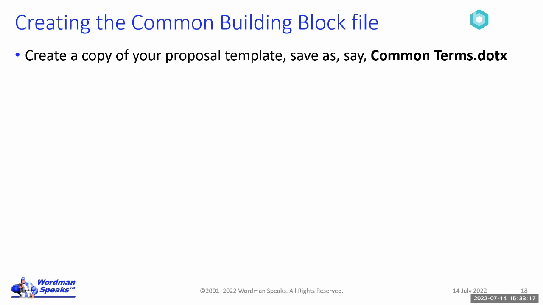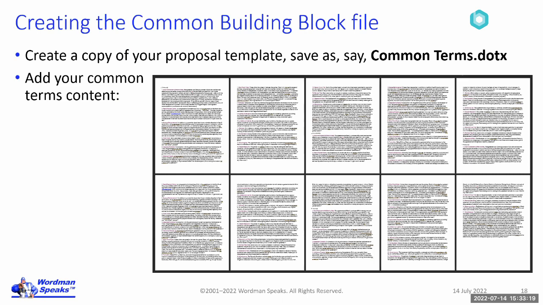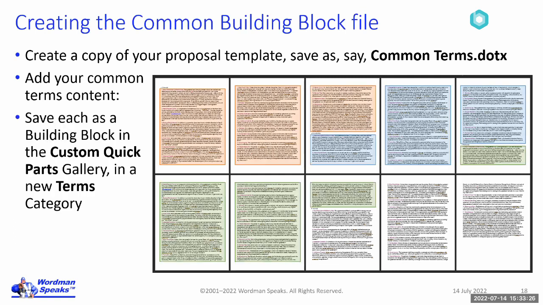Common terms, for example, this is for my thing. And in here, I'm going to put in all of the different terms and conditions, all the different types that I have. And then what I can do is to save each one as a building block. So you'll see here I have 1, 2, 3, 4 different sets of terms and conditions. Okay, I'm going to save each of those as a building block, but I'm going to put it in the custom quick parts gallery, not in the quick parts gallery. And I'll create a new category called, for example, terms.